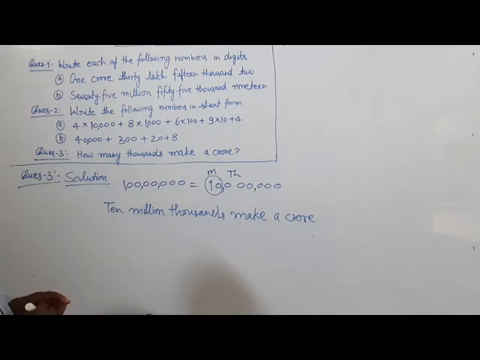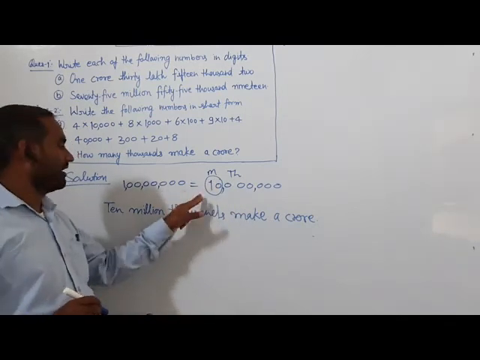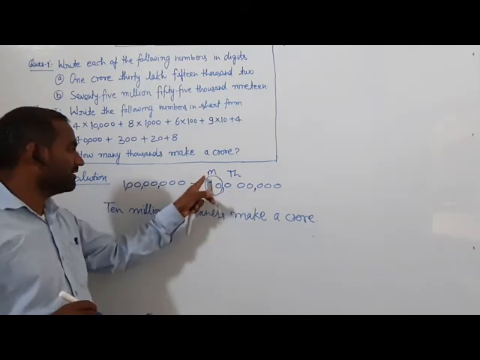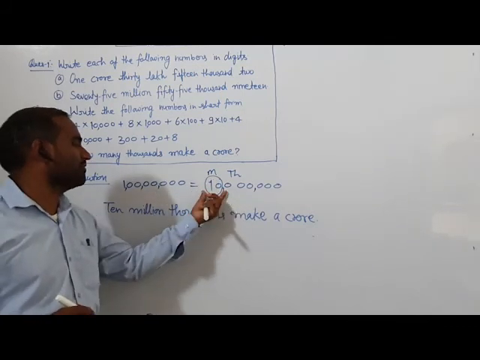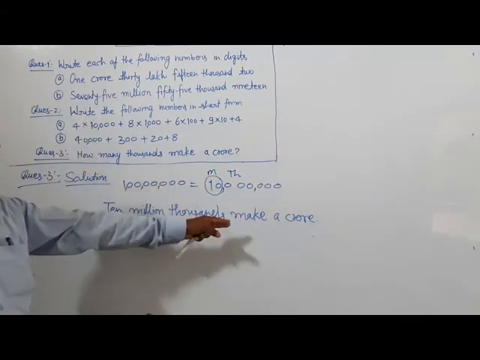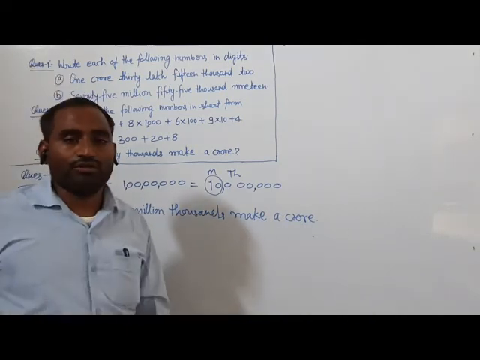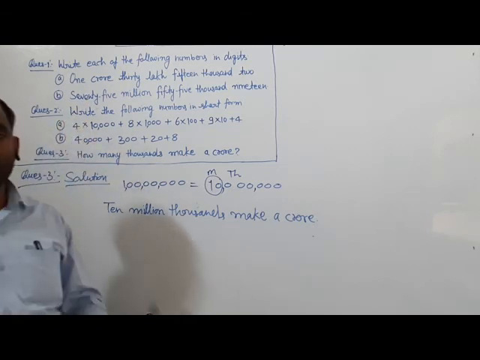So after thousand, what do you get? After thousand there is 10 million. This is the place of million; after that, thousand. 10 million thousands make a crore. So in this way, all of you can solve many types of questions from your exercise book. I think all of you will be able to solve the exercise from your exercise book.